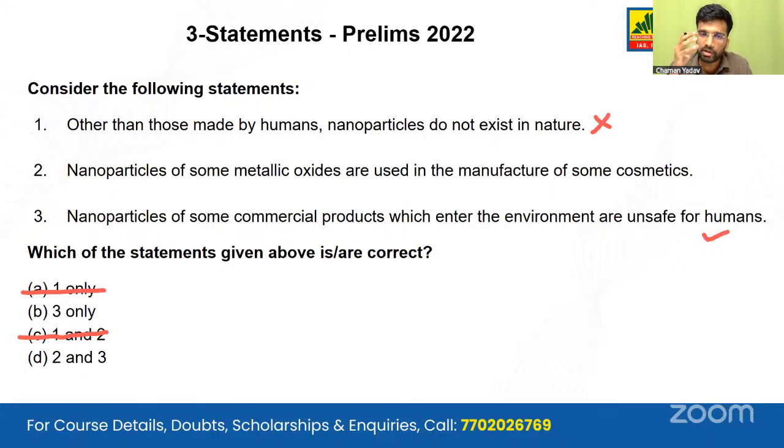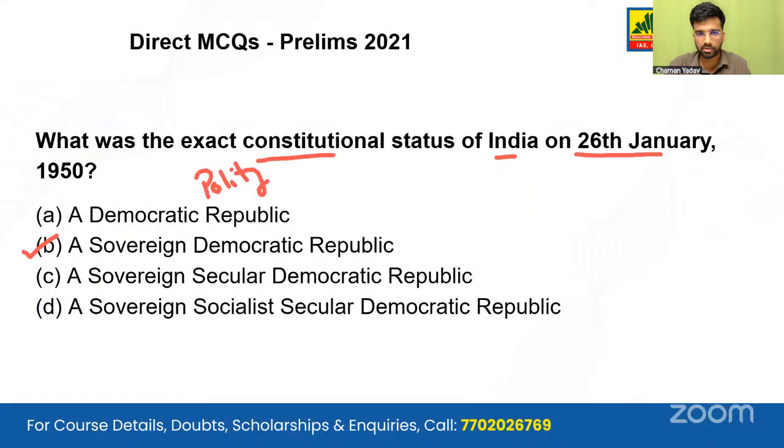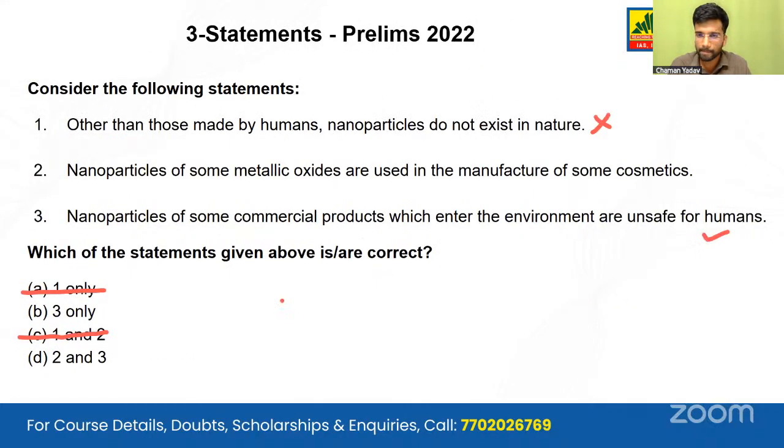Now, nanoparticles of some metallic oxides are used to manufacture some cosmetics. We know that this statement becomes correct, because in science and technology, we have to have a very strong, very high potency negative point in order to discard an application of something. Nanoparticles are used in cosmetics, so we are not able to eliminate this statement. So both 2 and 3 will be correct.